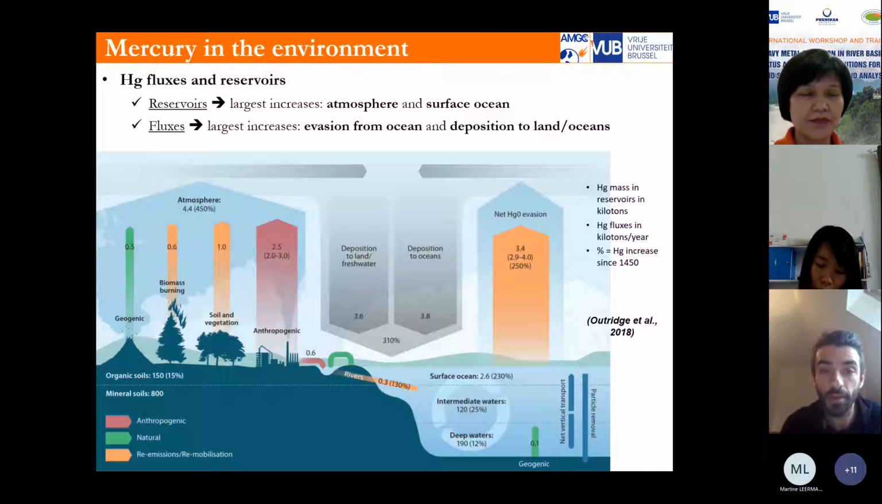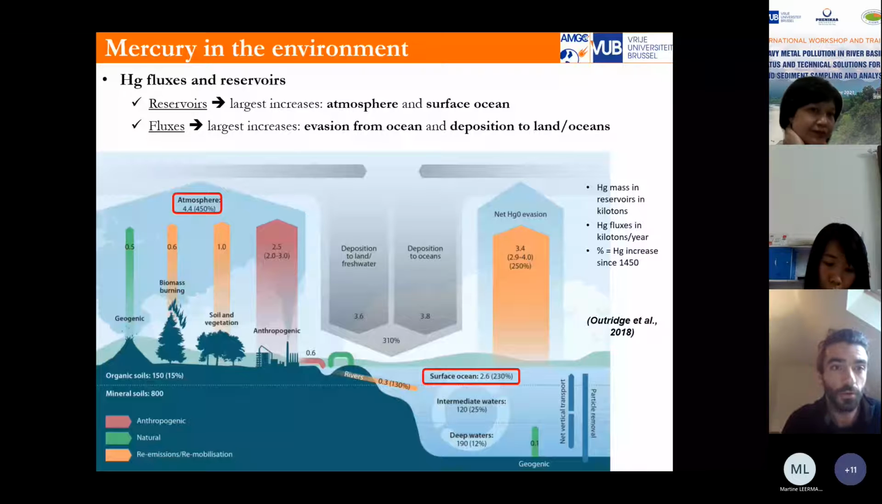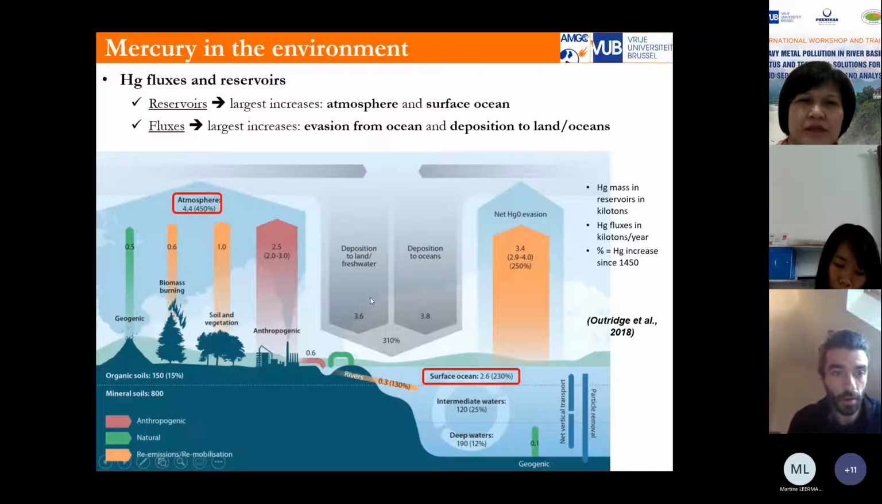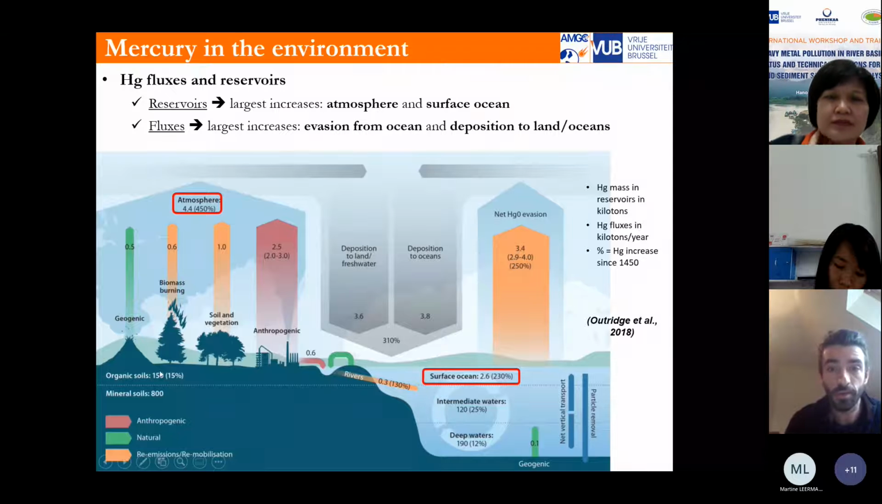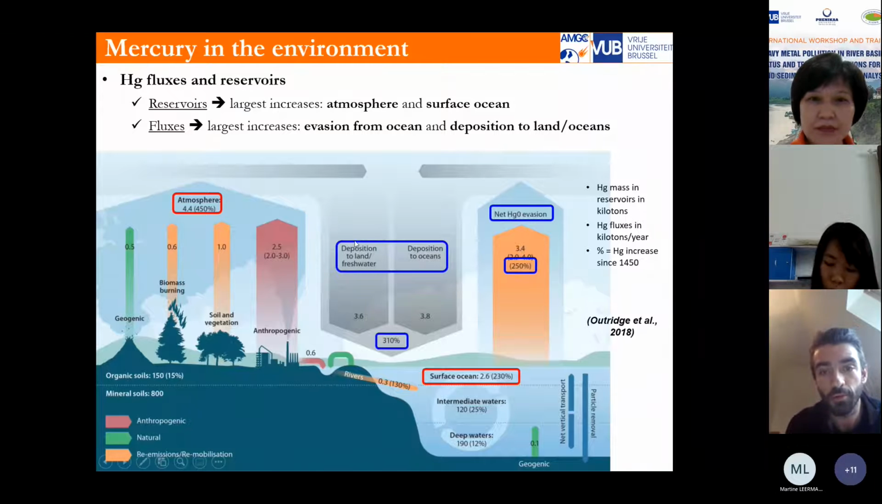So here is the most updated version, but it's similar to these graphs. It was done by Outridge et al. in 2018. You see that the increase of mercury in the atmosphere is about 500% since industrial times. Also in the surface oceans, a big increase, and still significant but smaller in organic soils. These increases in the different reservoirs are also connected to increases in fluxes between those reservoirs. So you can see here that deposition to land, fresh waters, and oceans has increased significantly, and opposite fluxes, which are evasion, also increased a lot.